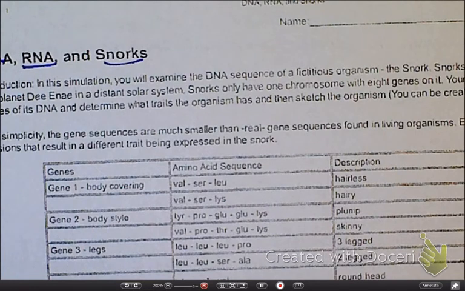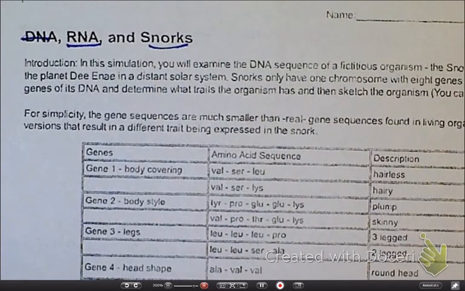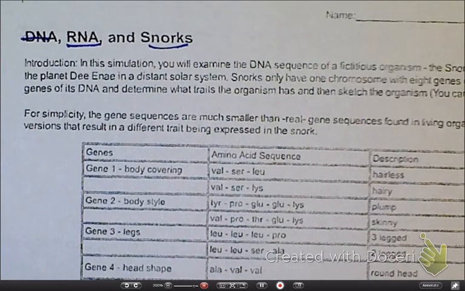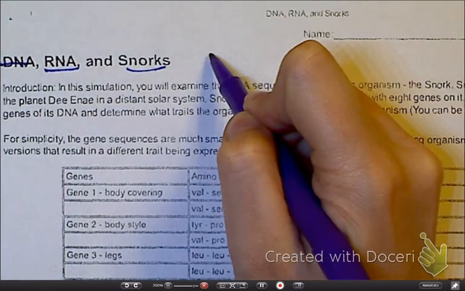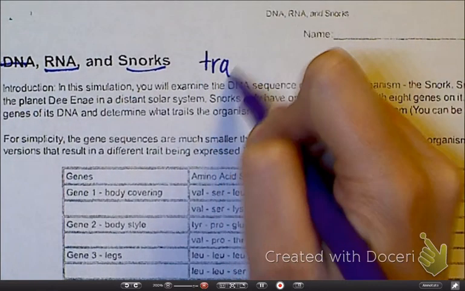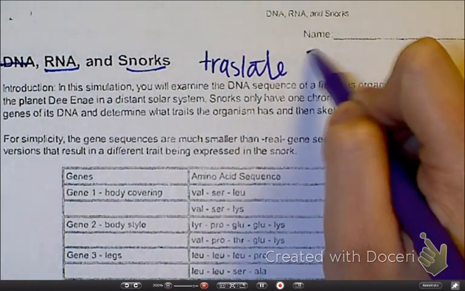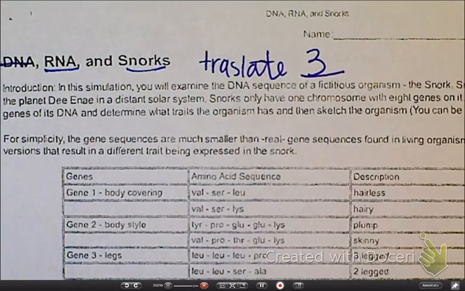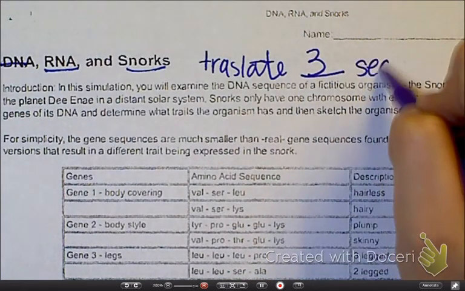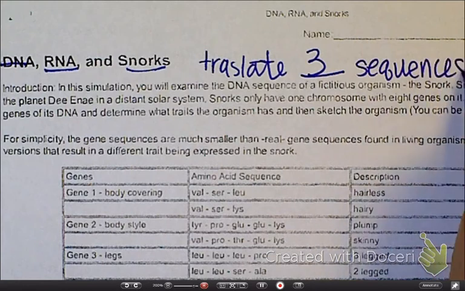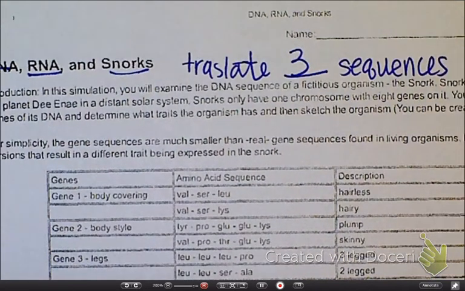So you're going to have 10 genes that you're looking at for each of your 4 snorks today. Now, first change to the assignment: you only have to translate 3 of the 4 sequences. So translate 3 sequences. I know these can be a little bit long and arduous, so just do 3 of your favorite snorks today. Now, I'm going to scroll down.